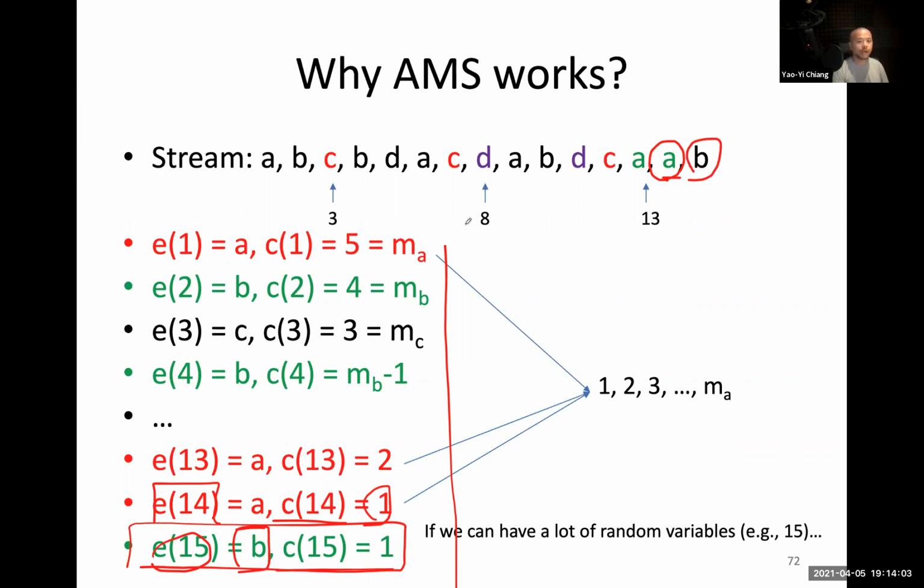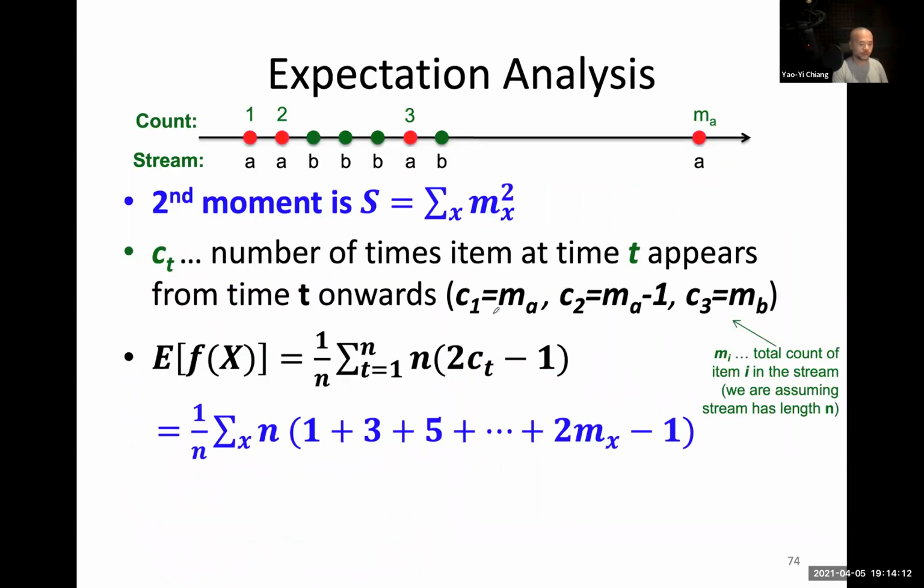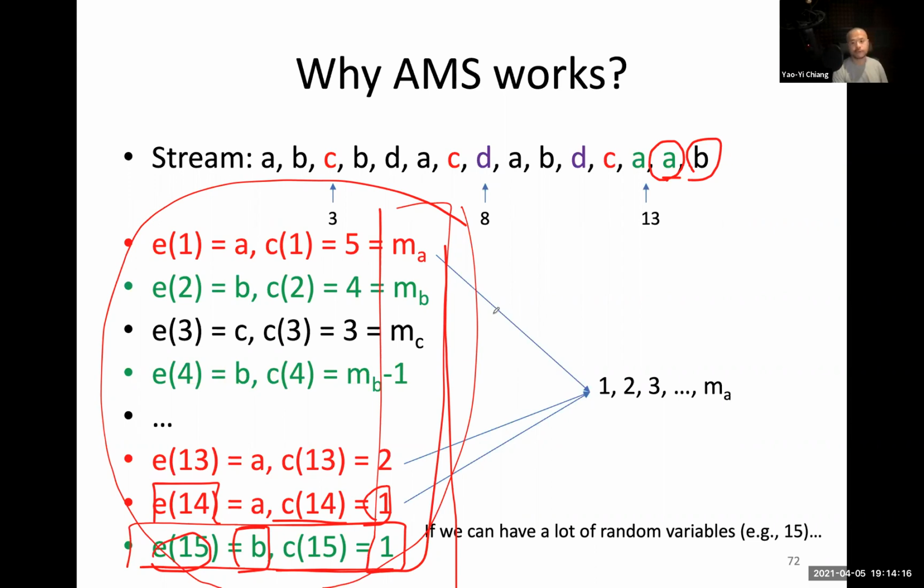So if you sum up all these numbers here, what would you have? You're going to have MA, MB, MC, MD, MA minus 1, MB minus 1, MC minus 1, MD minus 1, MA minus 2, MB minus 2, MC minus 2, MD minus 2, until the last time you see this variable and you have 1.